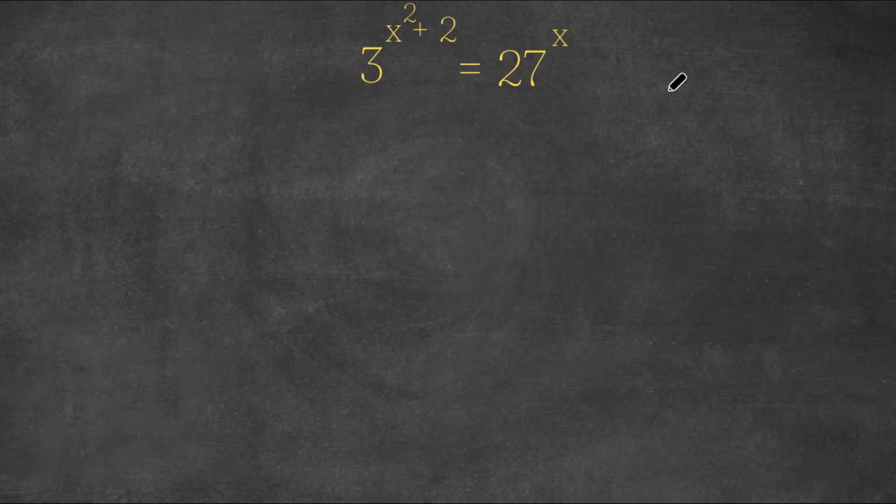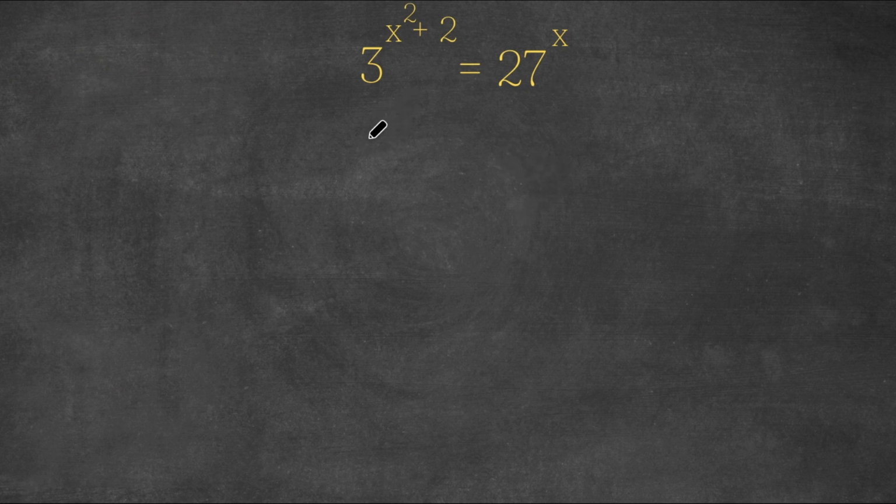And what we're first going to do is make our bases the same, because whenever we're solving exponential equations, we always want to make our bases the same to make the equation easier to solve. As you can see right now, our bases are 3 and 27, which aren't the same. So we're going to convert 27 to make it equal 3. And 3 to the power of what equals 27? 3, right? 3 to the power of 3 equals 27.